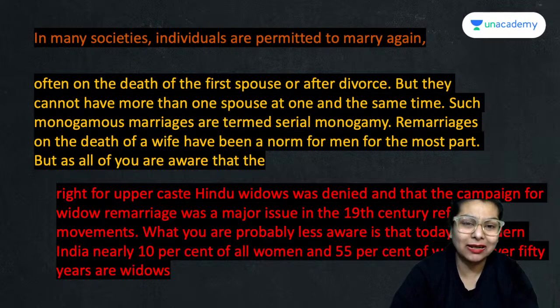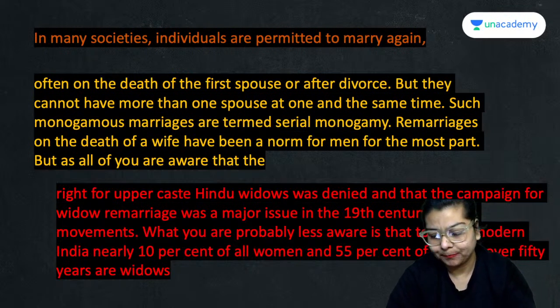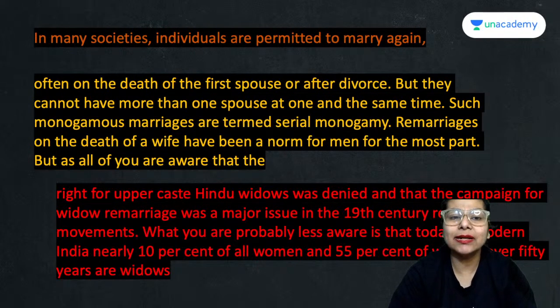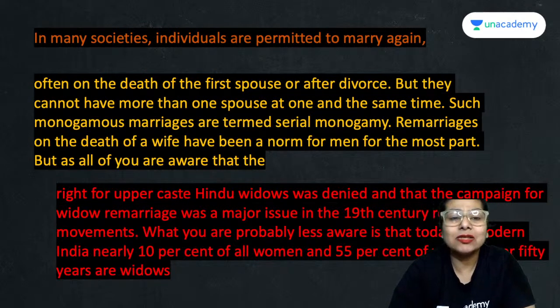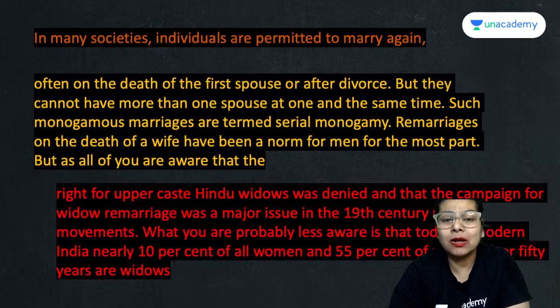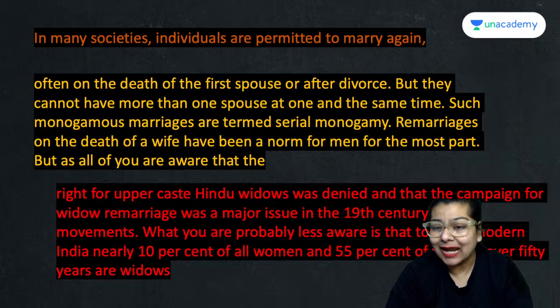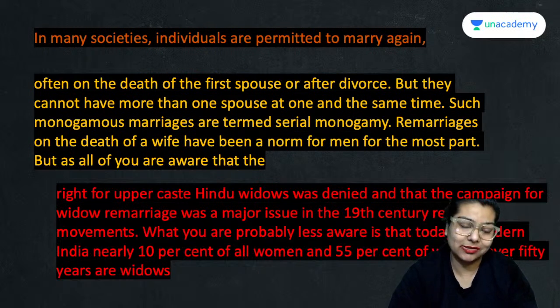Such monogamous marriages are termed serial monogamy. Remarriages on the death of a wife have been the norm for men for the most part. But as you are all aware, the right of upper caste Hindu widows to remarry was denied, and the campaign for widow remarriage was a major issue in the 19th century reform movements.